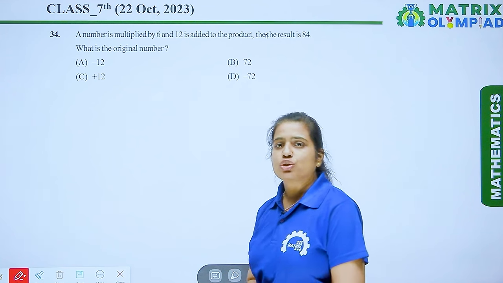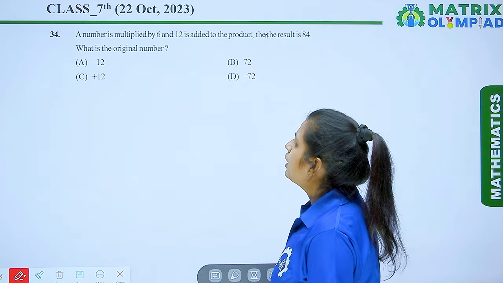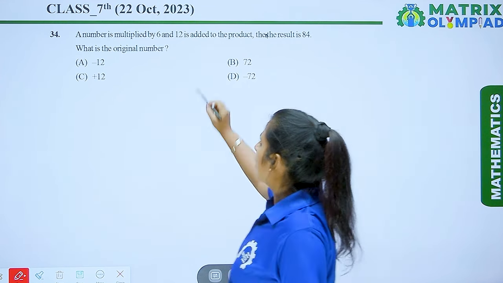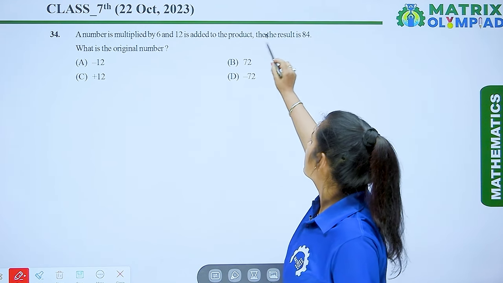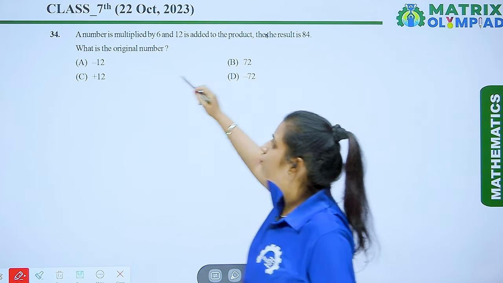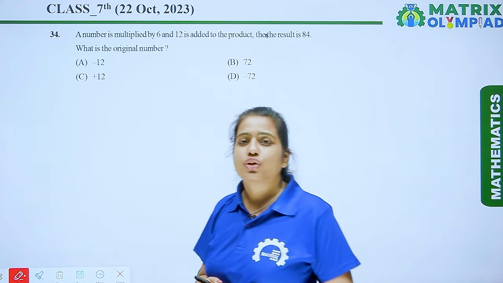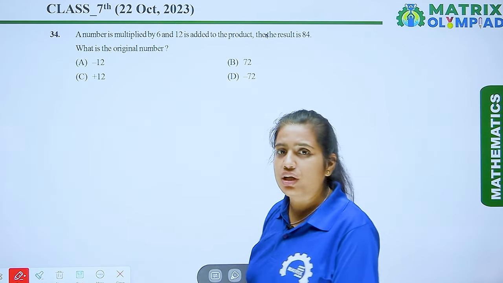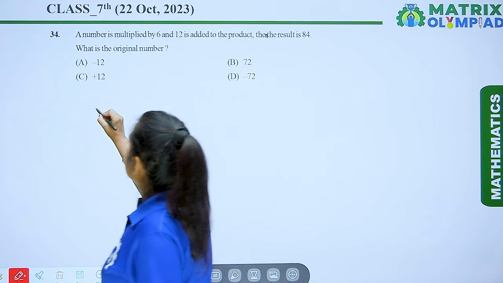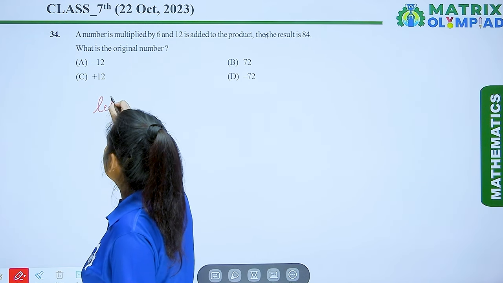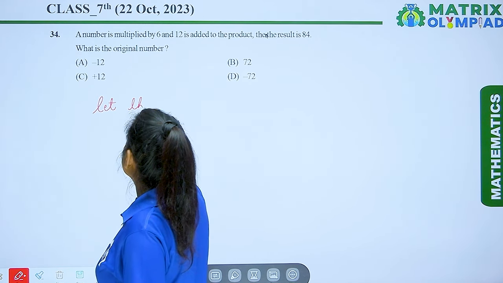Now the next question is question number 34. A number is multiplied by 6 and 12 is added to the product. Then the result is 84. What is the original number? So here we have to find out the original number. So let's take the number to be X.